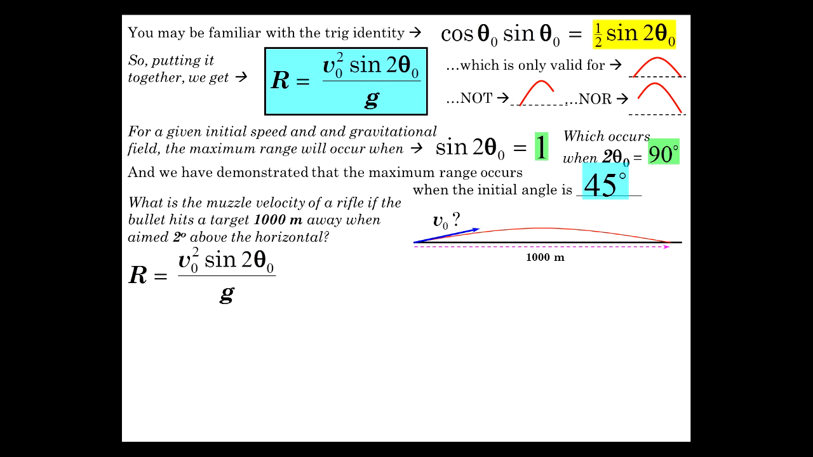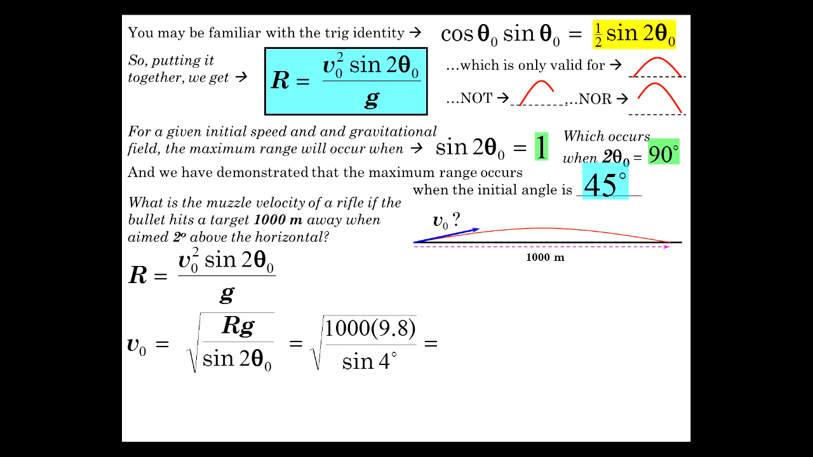But now we have the range, V0 squared sine of 2 theta over g, and we can solve for V0: the square root of r g over sine of 2 theta 0. Now just plug in the values. 1,000 is the range, g is 9.8, 2 theta 0 is 4 degrees. And that gives you 375 meters per second. So that was nice, it was easy to do, and you can put that in your arsenal of projectile motion equations from now on.